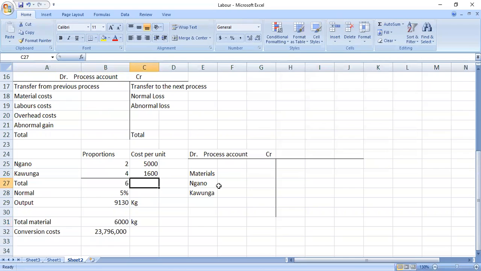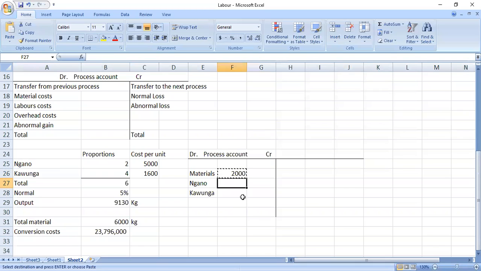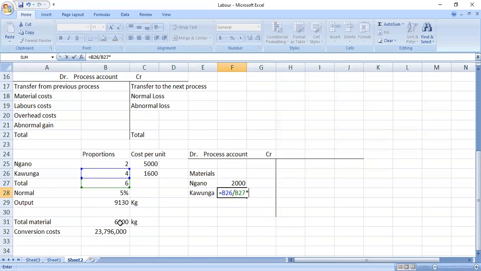For me to get the kilos that we used for ngano, I just take its proportion, which is 2 divided by 6, times the total material, which was 6,000. As simple as that. 2 divided by 6 times 6,000. Then for kaunga, the proportion is 4 out of 6, times the total that we're supposed to have, which is 6,000. So these are my quantities, or kgs, since we're having kgs. Then we want to know the amount.